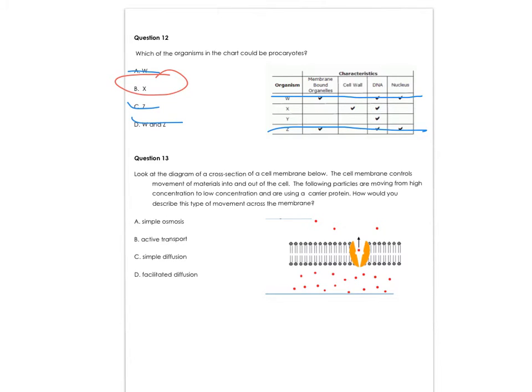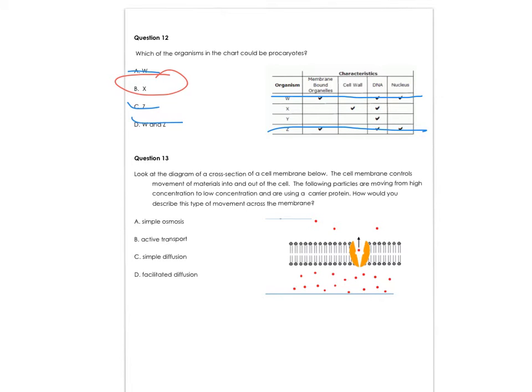So what was this really testing? I think if you knew what a prokaryote had, that a prokaryote did not have membrane bound organelles, and you knew it didn't have a nucleus, then you knew it was either X or Y. So that much you knew. If you knew that much and you could read this table, then the answer was obvious. It had to be B.